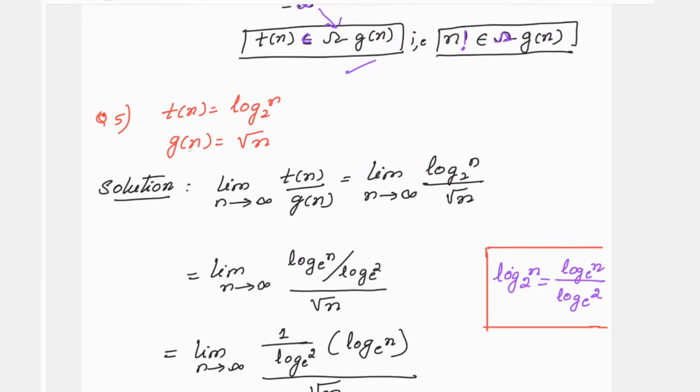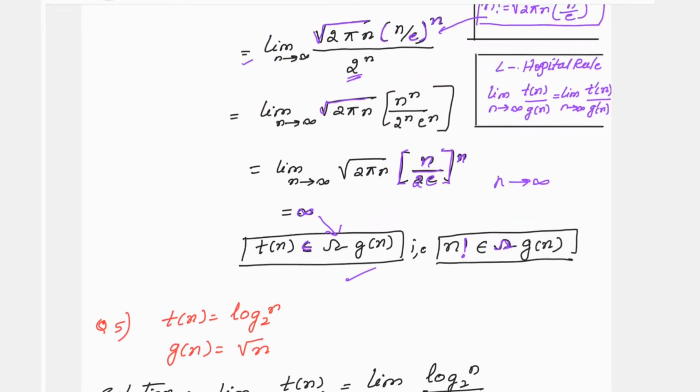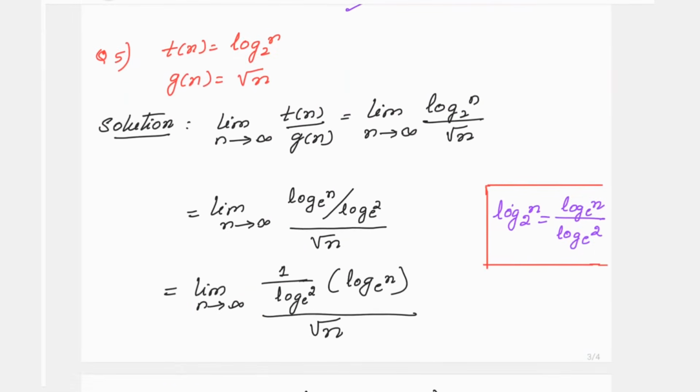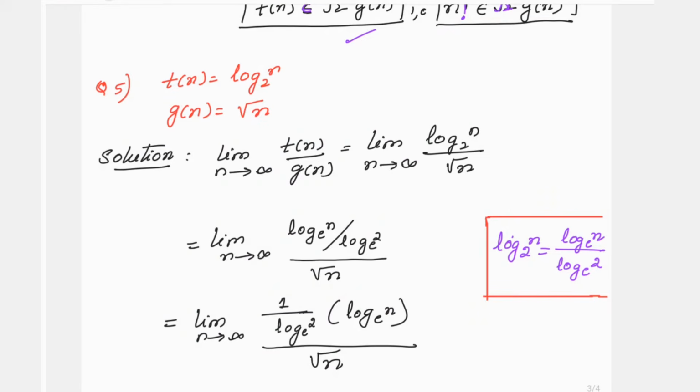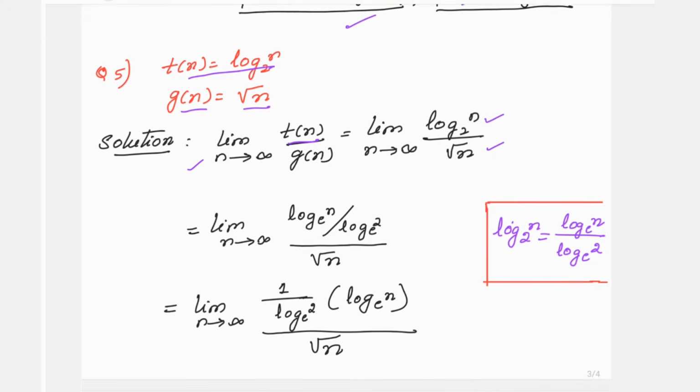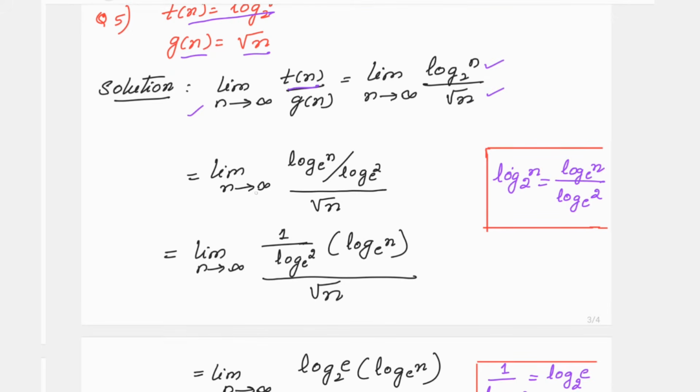The last one more example we'll see, because nowhere have we applied the L'Hopital rule till now. Let us see whether in any expression we can make use of this rule also. Given expression is T of n equals log n to the base 2, g of n equals root n. Fine. Limit n tends to infinity, T of n divided by g of n. Substituting, you will get these two.